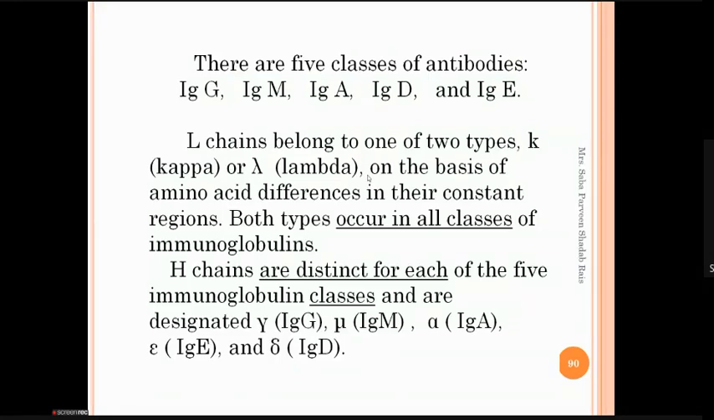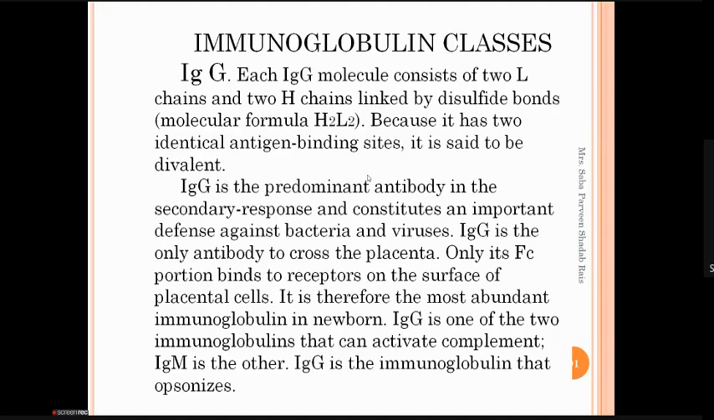There are also more isoforms. If we talk about IgG, it has subclasses like IgG1, IgG2, IgG3, likewise. In the same way, we have subclasses in IgA. So the H chains, the heavy chains, are distinct for the five immunoglobulin classes, and on that basis the short abbreviations G, M, A, D, E are given. IgG has the gamma type of heavy chain, IgM has mu, IgA has alpha, IgE has epsilon, and IgD has delta heavy chain.